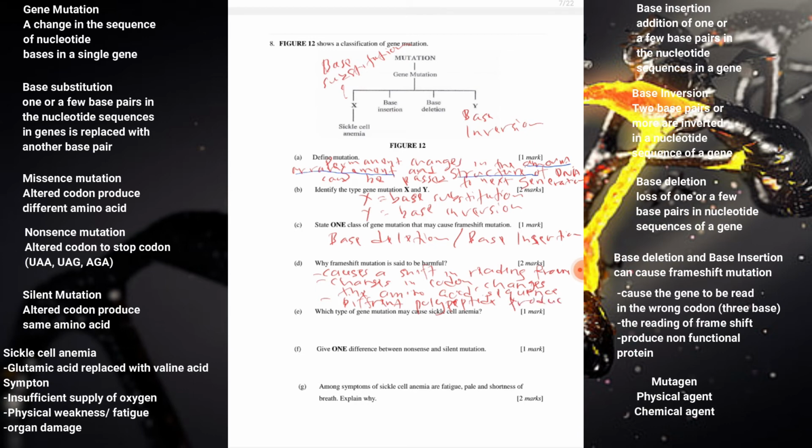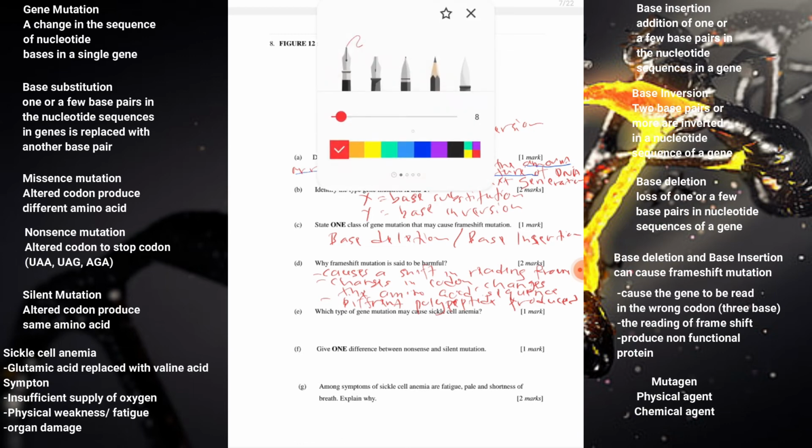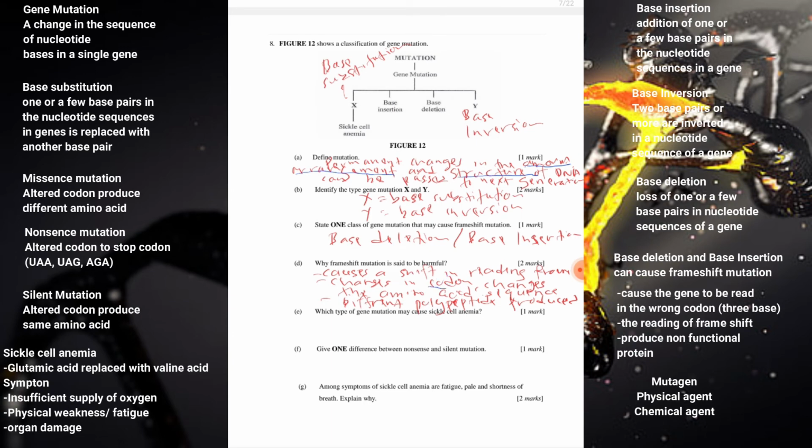I repeat again. Why is frameshift mutation said to be harmful? Because the reading of the gene will be shifted. So the change in codon will change the amino acid sequence. So a different polypeptide is produced, and of course it will form non-functional protein.